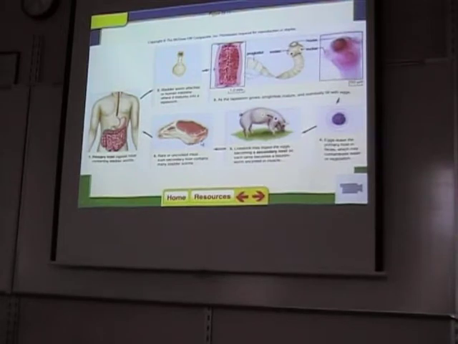It's pretty good. So flukes are a parasitic form. There's another class that you have to know too. Class Cestoda. And these things are known as tapeworms.